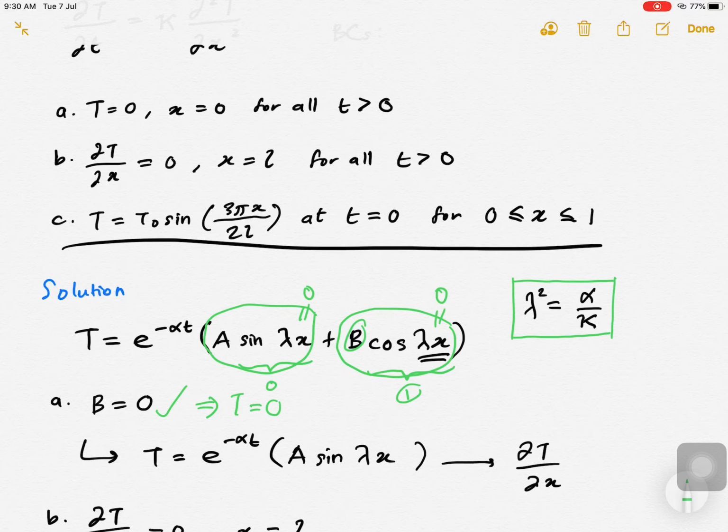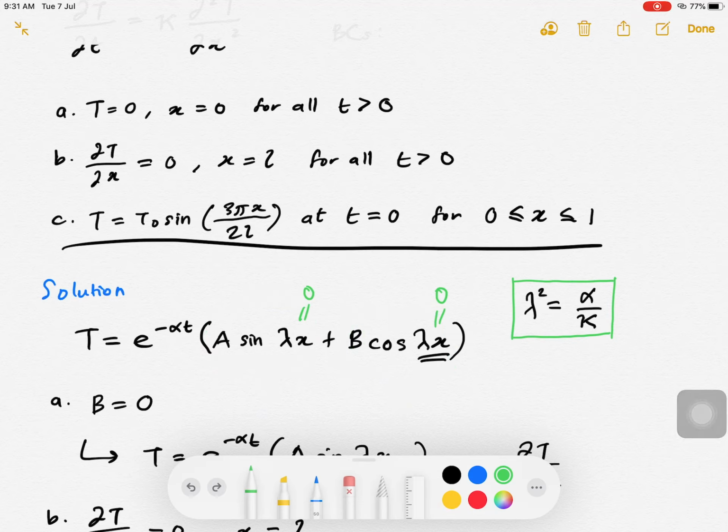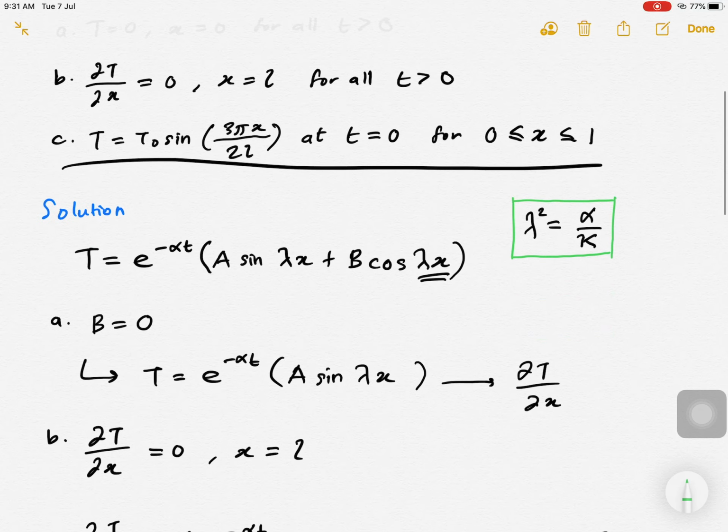Alright, hopefully you understand how I get that B is equal to 0. So now we know that B is equal to 0, so we substitute this back, and then we can get this equation. Okay, so now we have used the first boundary condition.